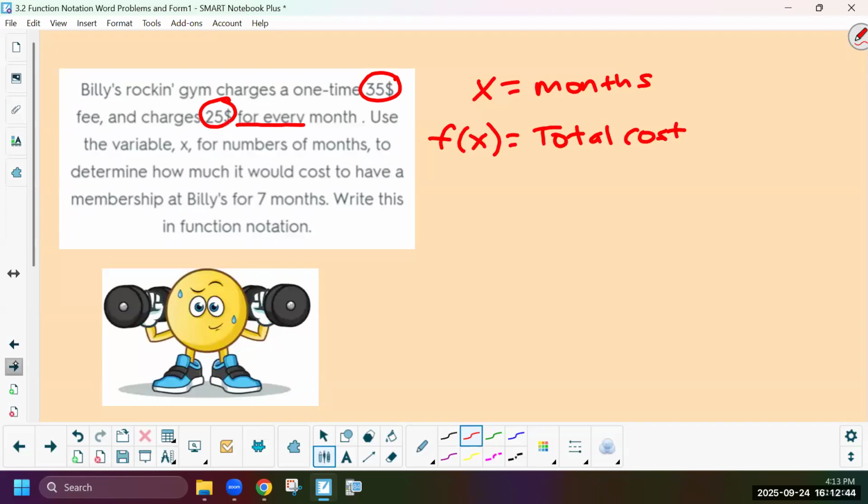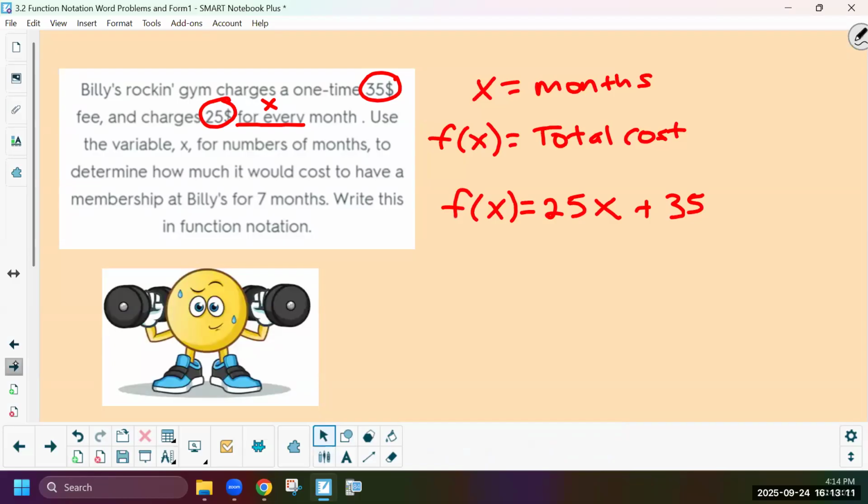For every is the rate. So that's like saying each month. Okay, and that means I need to multiply. So that is going to be my slope. And that one-time fee of 35 is going to be my y-intercept. So when I write it in function notation, I should have f of x equals 25 per month, 25x, plus the $35.